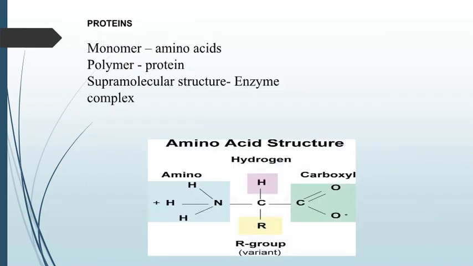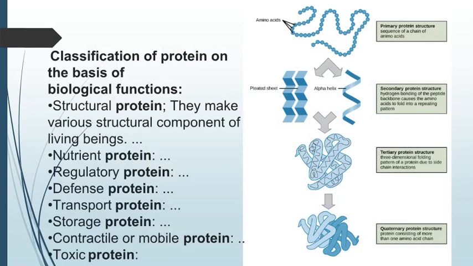Proteins. Monomer: amino acids. Polymer: protein. Supramolecular structure: enzyme complex. Classification of protein on the basis of biological functions. Structural protein: they make various structural components of living beings. Nutrient protein. Regulatory protein. Defense protein. Transport protein. Storage protein. Contractile or mobile protein. Toxic protein.